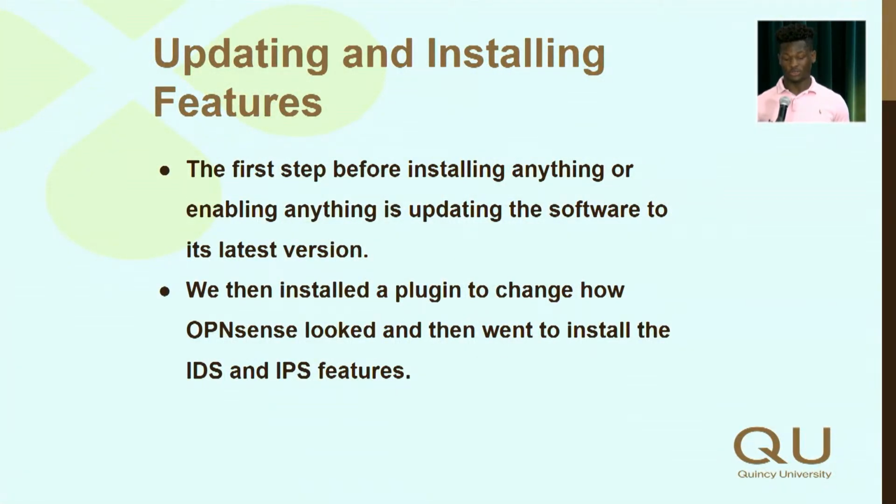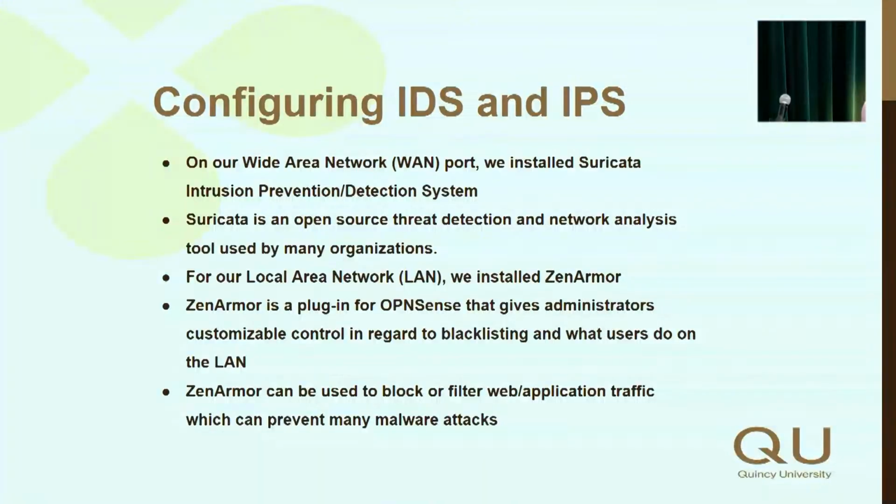Updating and installing features. The first step before installing anything or enabling anything is updating the software to its latest version. We then installed a plugin to change how OpenSense looked and then installed the IDS and the IPS features. IDS is intrusion detection system and IPS is intrusion prevention system, which is a very necessary thing for a firewall if you want it to protect or detect any attacks coming.